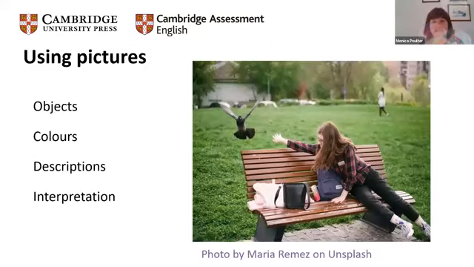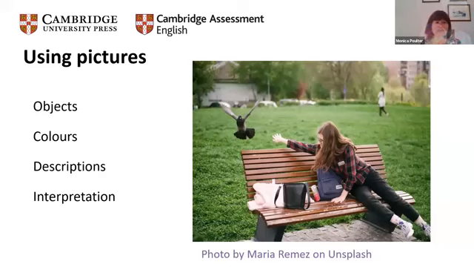Using pictures is one of the favourite things that I like to do because pictures are so versatile, because you can simply name the objects in the picture. So you can use that with a very low level class. You can describe the colours in the picture. You can describe what's going on in the picture. So for example, here we've got the girl, she's sitting on the bench. There's a pigeon who's flying near the bench. There's a lady walking across the park. It doesn't look like it's a sunny day. It looks like a dull day.